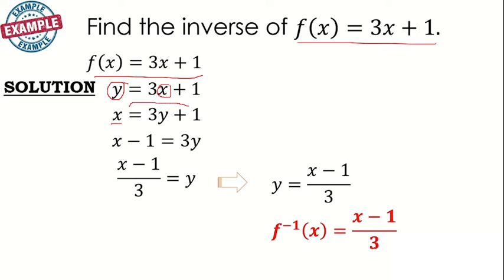Okay, so transpose mo lang yung 1. So, addition property of equality po, x minus 1. Okay, so wala na yung 1 natin. So, we have x minus 1 equals 3y. So, i-divide lang nimo both sides by 3 in order to remain the y. So, that's why meron tayong x minus 1 over 3 equals y. So, the answer is y equals x minus 1 over 3.